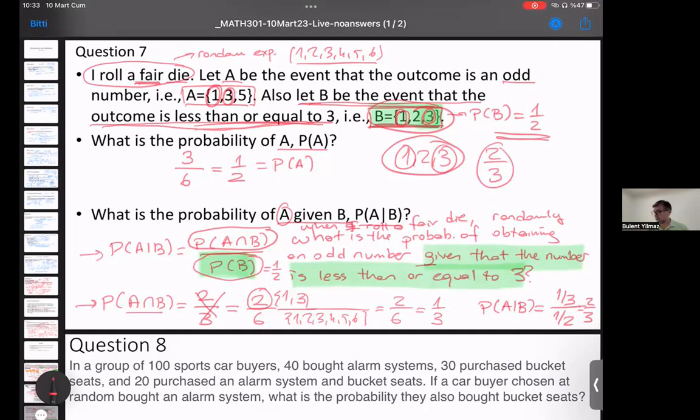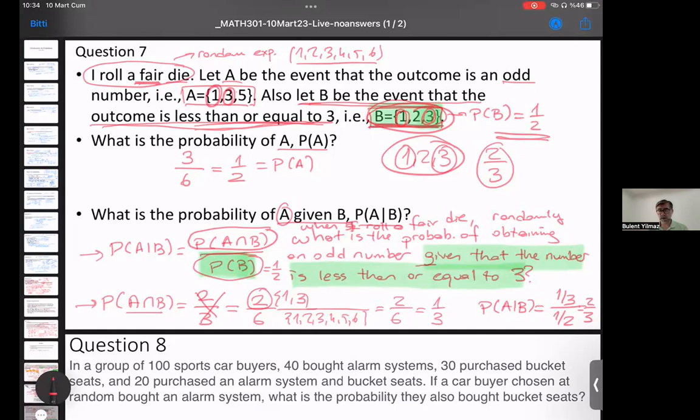Look at the given part, you know it, it's 1, 2, or 3. Then you go, what is being asked? What's the probability of A, given that it's B? B is 1, 2, 3. What's the probability of obtaining an odd number out of this 1, 2, 3? It is 2 over 3. Is this clear?